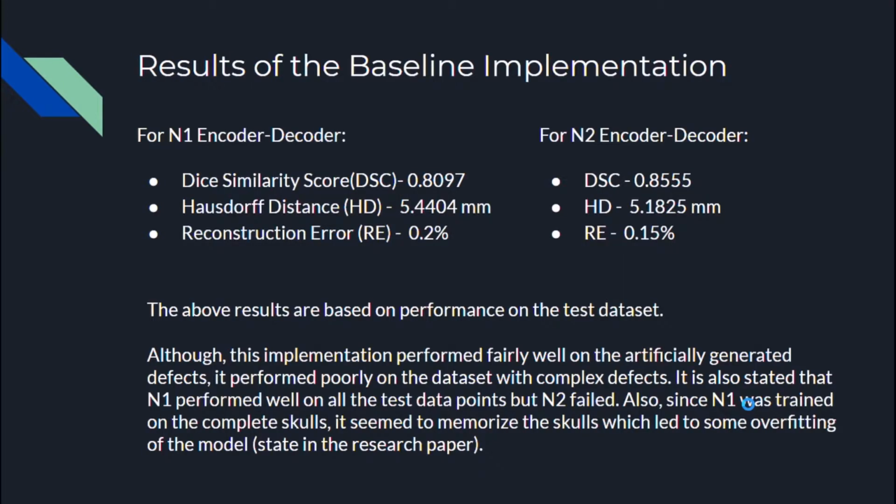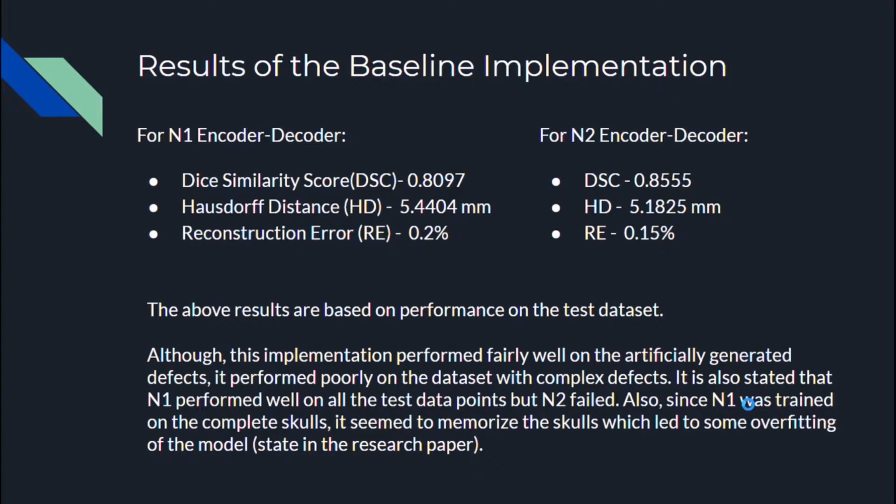Now, looking at the results of the final baseline implementation, for the N1 encoder-decoder architecture, the dissimilarity score, Hausdorff distance, and reconstruction error were the metrics provided for the baseline implementation. Their values are, as you can see in the slides itself, 0.0897, 5.44, and 0.2% as the reconstruction error, and similarly for the second encoder-decoder architecture.